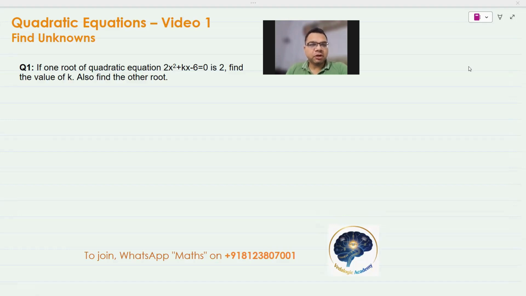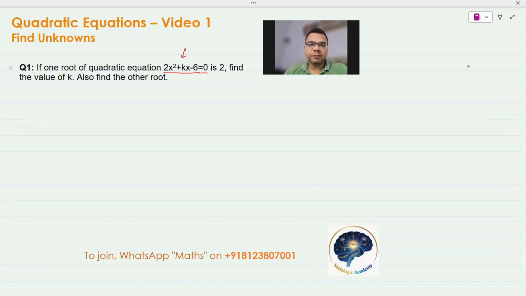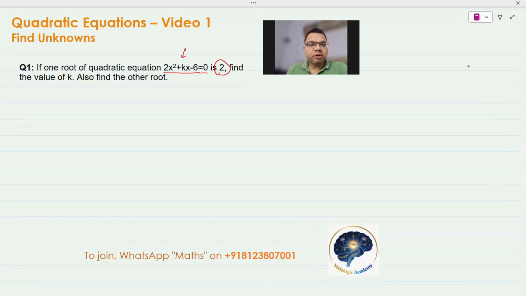So the first question that you see on the screen is, if one root of the quadratic equation 2x square plus kx minus 6 equals to 0 is 2. In this equation, along with x, we also have k, which is unknown to us. We have one root of the equation, and we want to find the value of k and also find the other root, right? So let me just write out the equation that we have.